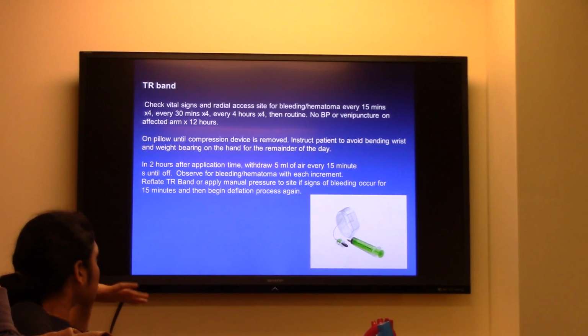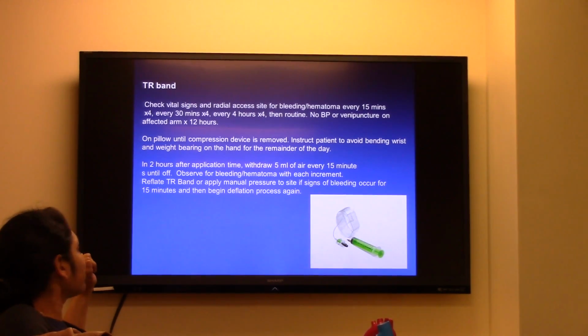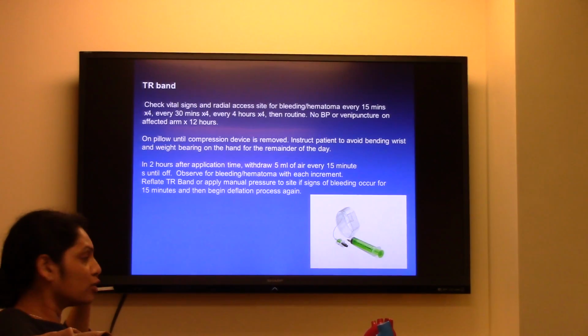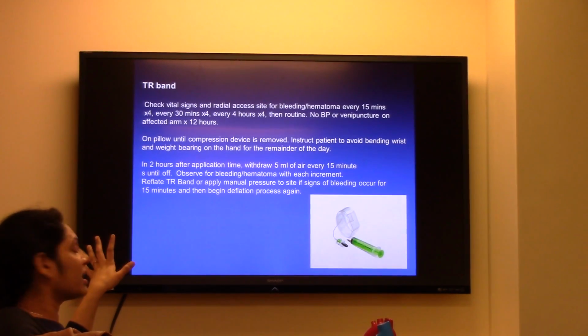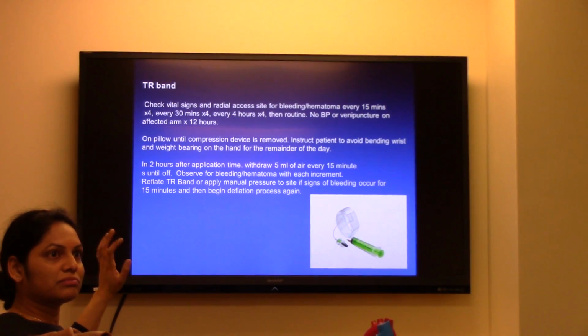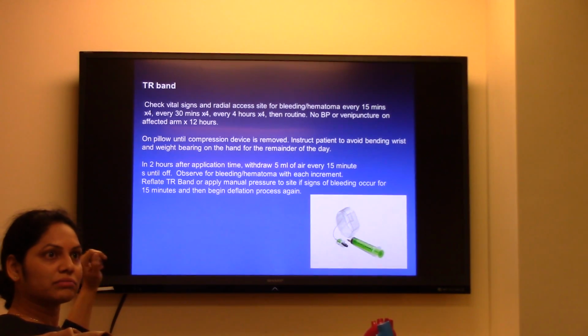When the patients come to you with a TR band, check vital signs every 15 minutes as you would do anyway, and assess the site. Don't do blood pressures or venipunctures on that side. And again, I'm not sure what you guys do here. Do you get venipunctures on that side? Maybe not.